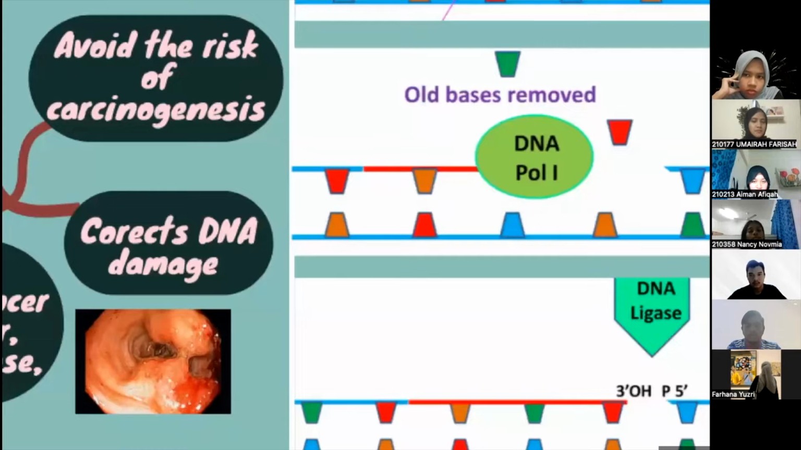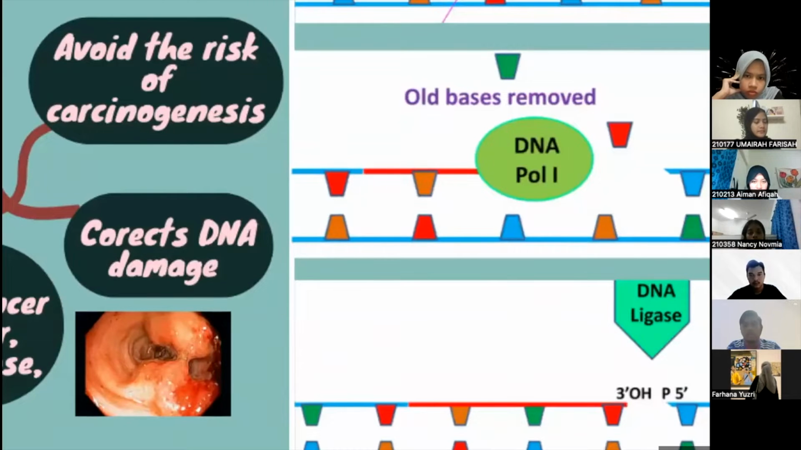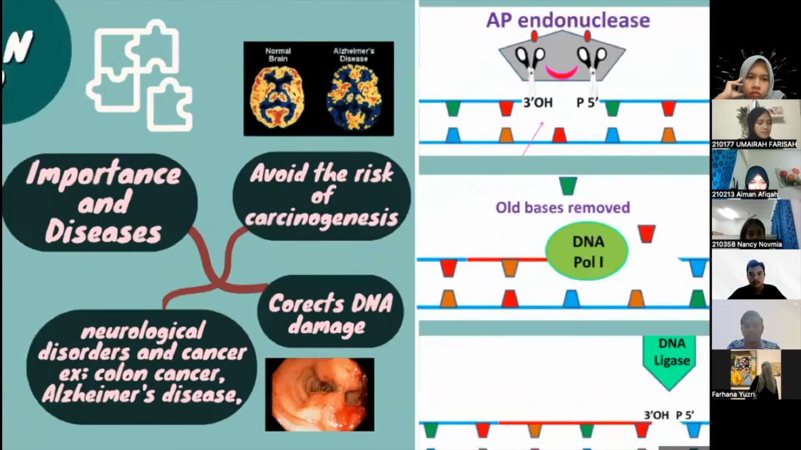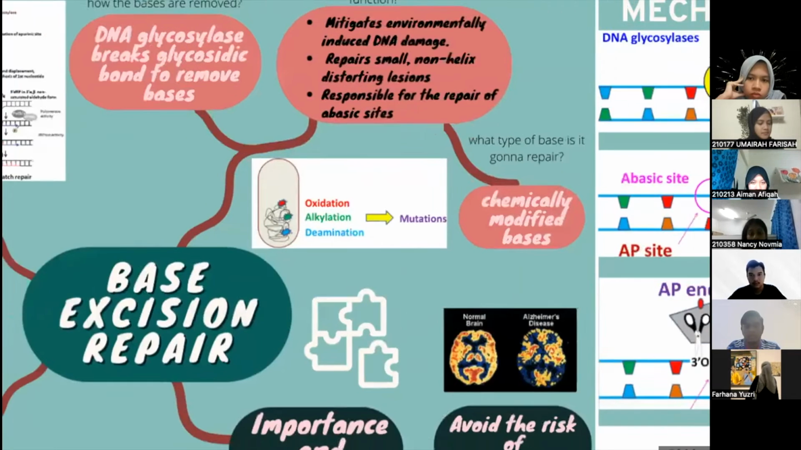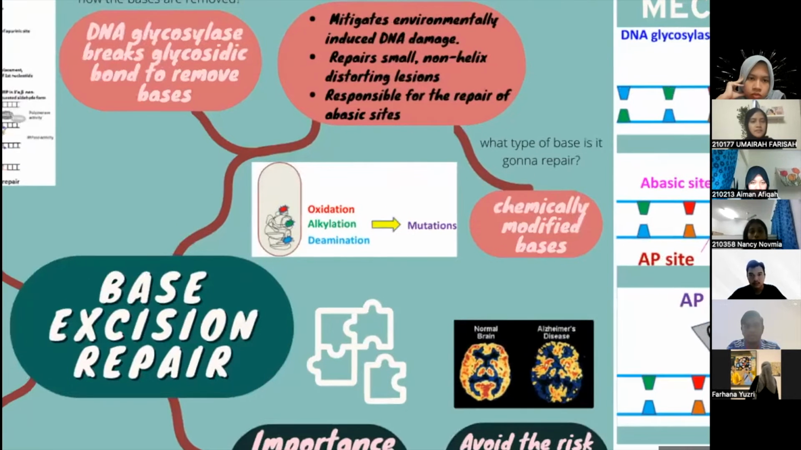So what are the properties that distinguish base excision repair from nucleotide excision repair and mismatch repair? First, what kind of bases are being removed here? Only chemically modified bases. Secondly, how the bases are being removed. DNA glycosylase removes the bases by breaking the glycosidic bond. So this is all from me. I'll pass it to the next presenter.